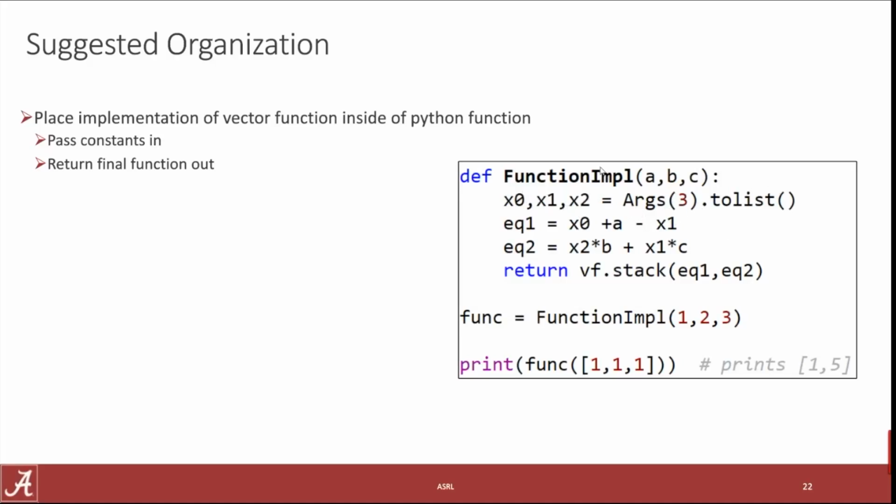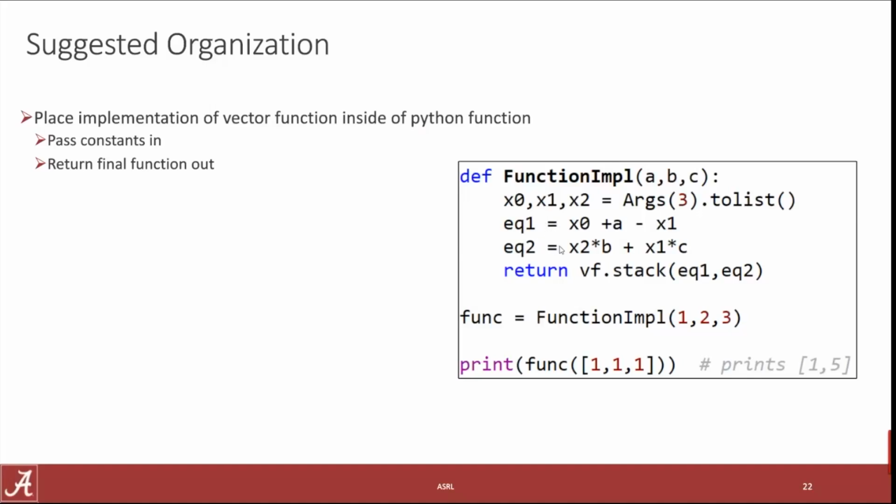So within this function, we've got these inputs coming from the Python side, but we also want to be able to pass in a size 3 vector function argument. So we'll allocate the size, and in this case, we're using the toList method to break it apart into its scalar components. Then let's say we want to make equation 1 and equation 2 that are doing vector function index 0, so this x naught plus whatever floating point you've instantiated the problem with for A, minus whatever gets passed in as a vector function argument for x1. We do something similar on equation 2, and the result is we want to return a vector function stack of these two equations.